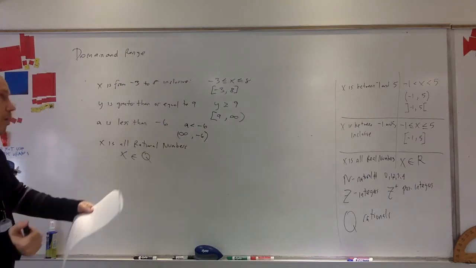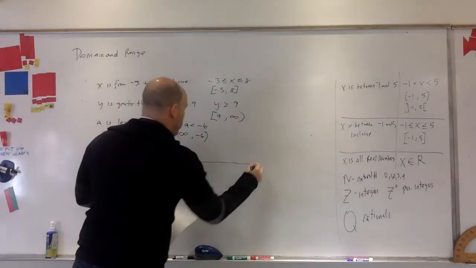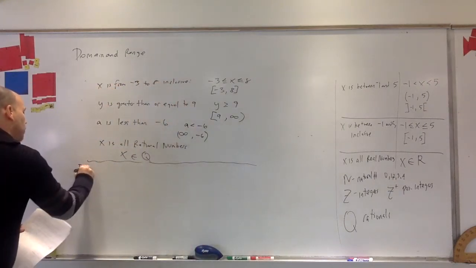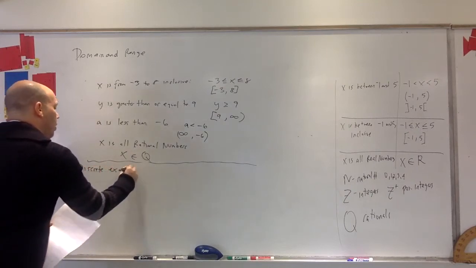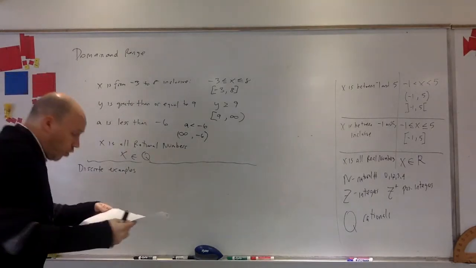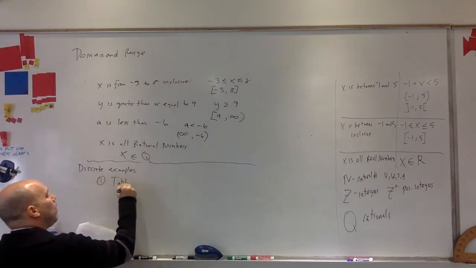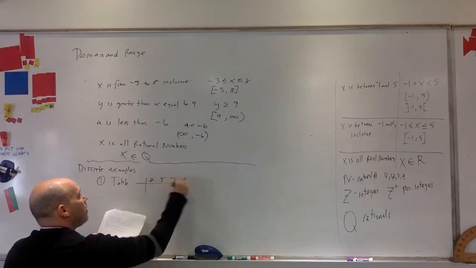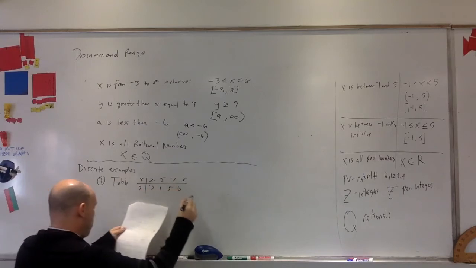Okay. Now, sometimes we're looking at discrete examples. So let's take a look at some discrete examples. You'll be asked to find the domain and the range. If I give you a table, let's start with a table. The table has 2, 5, 7, 8, and the range is 3, 1, 5, 6.